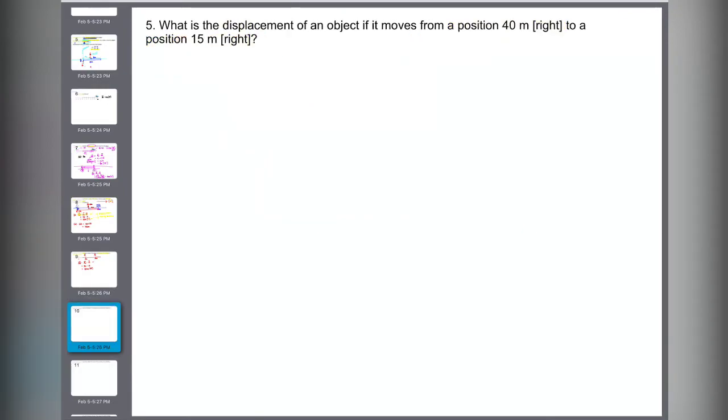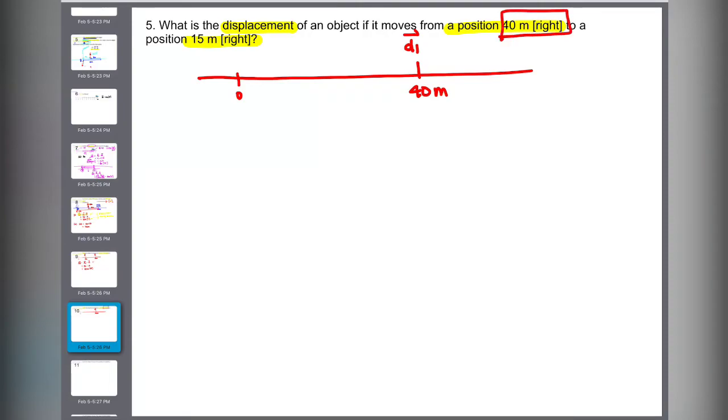Okay. What is the displacement of an object if it moved from a position of 40 right to 15 right? Okay, now this is the tricky one. Draw your number line. I was at 40 right, so I'm going to still put my 0. This is 40 meters. This is my D1, my first position. And it is to the right. What this means is it's to the right of the reference point 0. Okay, now I am at 15 meters to the right of 0. This is D2. All right, so that means right is the direction that I'm using as a positive value.